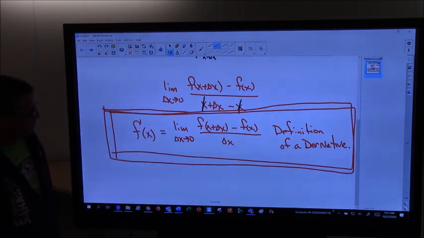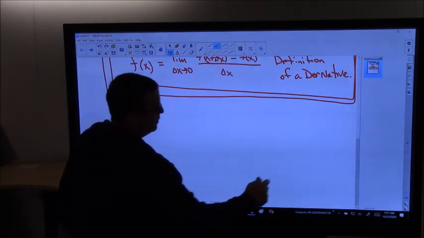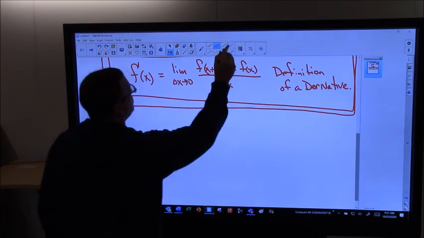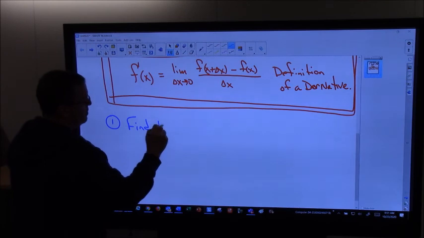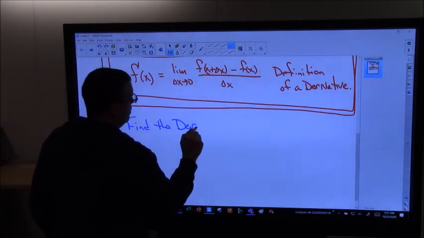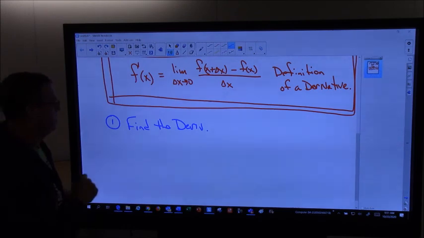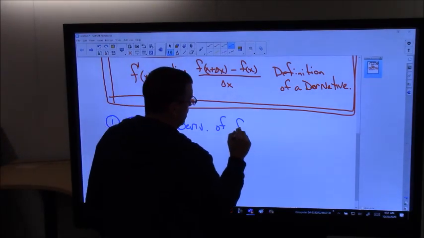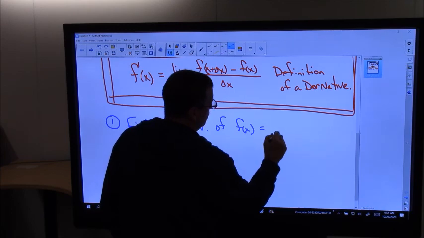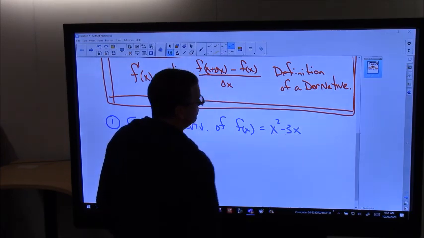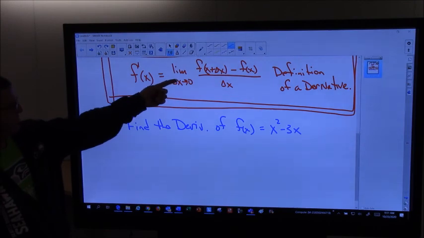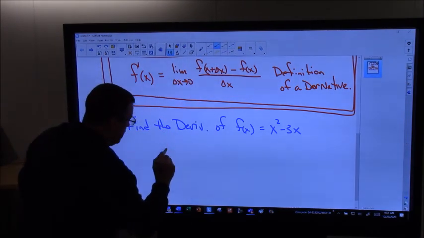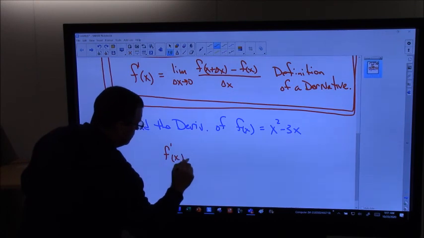All right, so how do I use this, and what kind of questions are we going to get asked? Well, we'll get asked questions like this. Find the derivative, I'm going to start abbreviating this, of f of x equals x squared minus 3x. So I want to use this rule right here. What I want to do is I want to say f prime of x, the derivative.